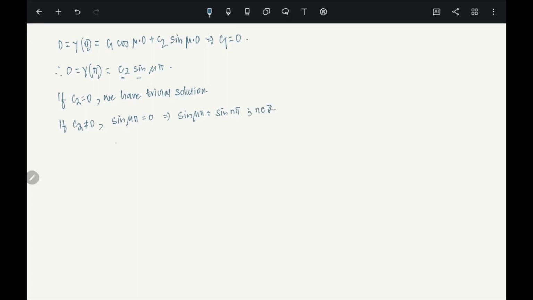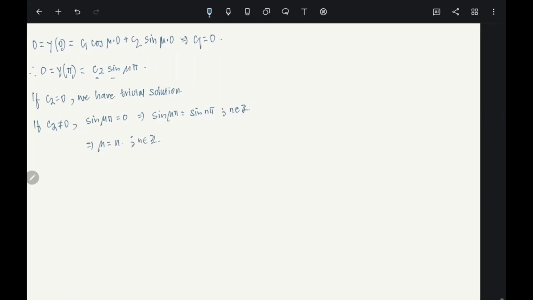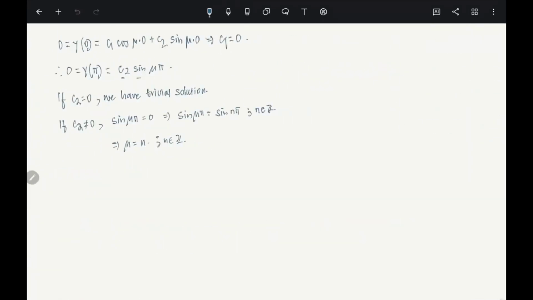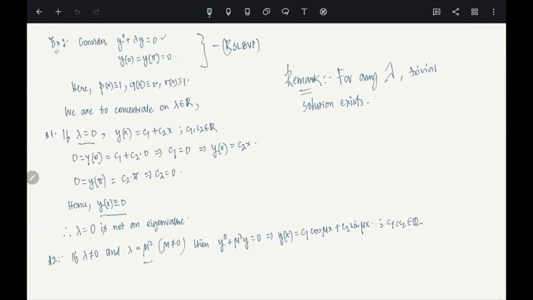So if this is the case, what does that mean? Mu pi is nothing but n pi, so mu equals n, where n is in Z. So what it means is, if we are looking for non-trivial solutions, positive eigenvalues, lambda positive, where lambda equals mu square, positive eigenvalues exist if mu equals n. What is mu? Mu is root lambda, so lambda is mu square, right?